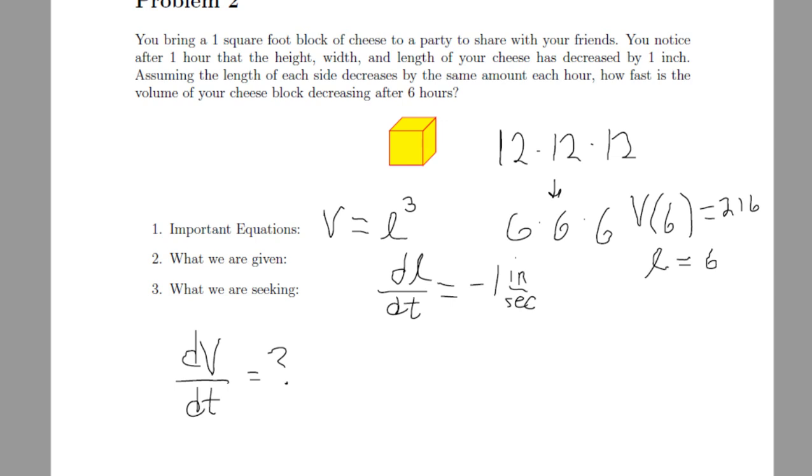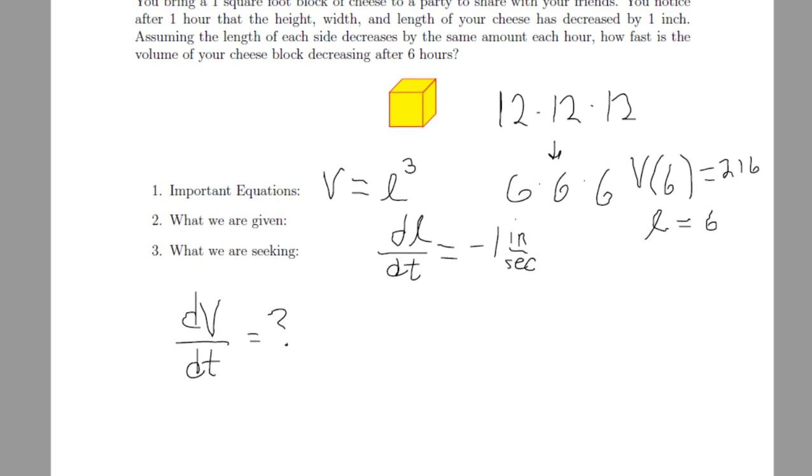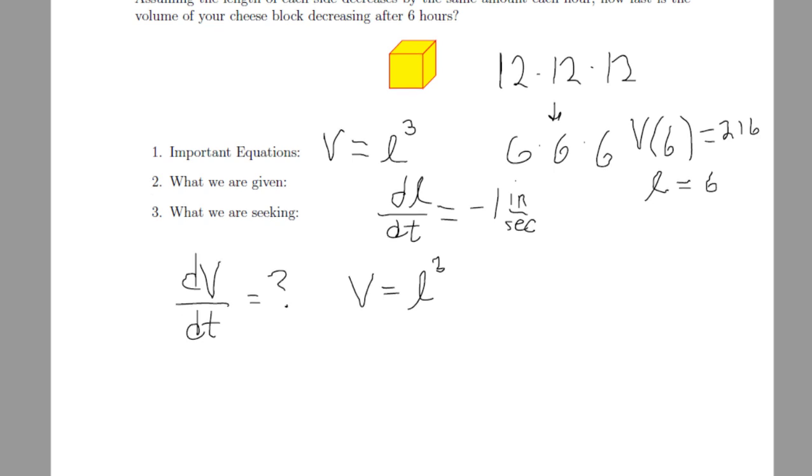All right, so we'll go ahead and start with our important equation, which in this case is just the volume equation. So we have V equals L cubed, and we are interested in dv dt. So we'll just go ahead and take a derivative with respect to time. So our V equals L cubed will become dv over dt equals, so we'll go ahead and do a chain rule. So we'll get 3L squared times dl over dt.